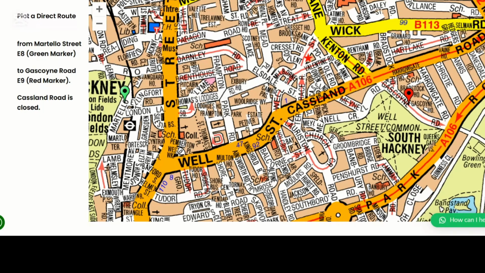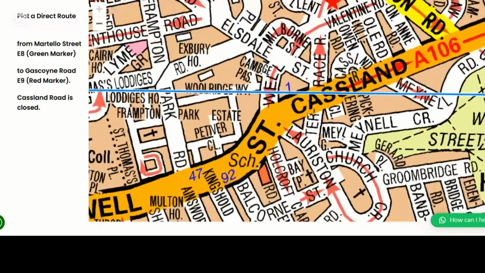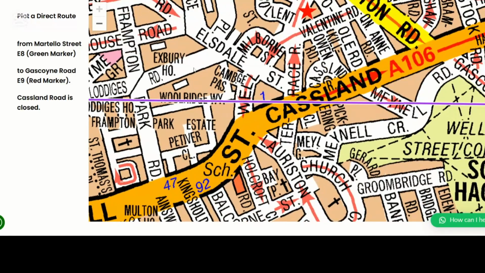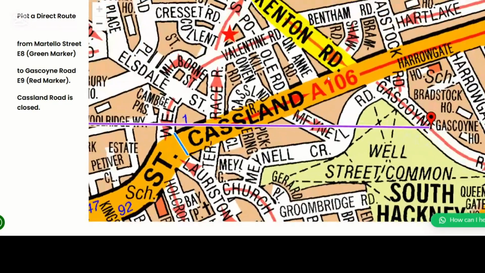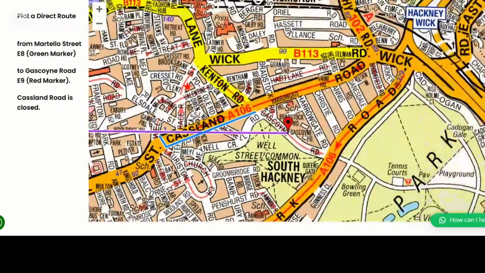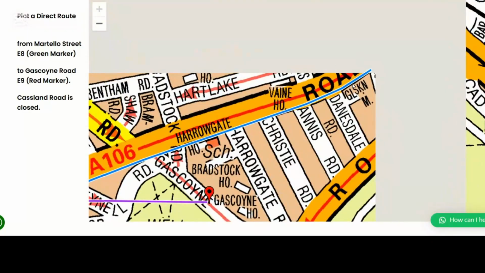The first thing we should do is to draw a straight line from our green marker to red marker. Then we should identify where the Cassland Road is. As you can see here, on expressway A106 we have Cassland Road. For our purpose of learning and understanding, let's isolate the Cassland Road. It is not ending here or here. In fact, it is ending at this point where the word road is written.